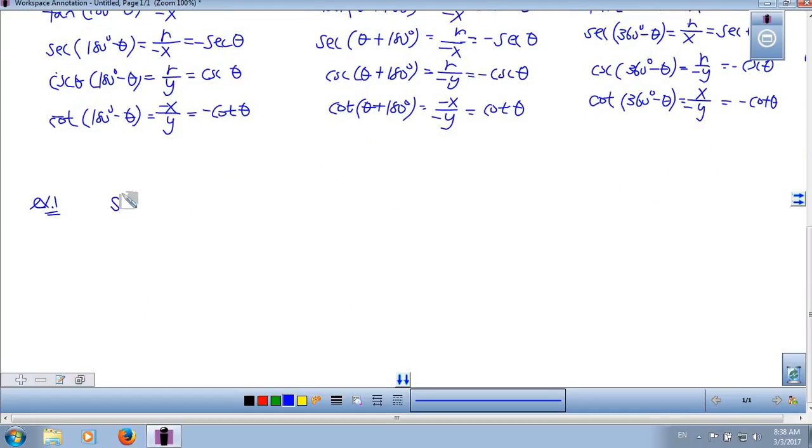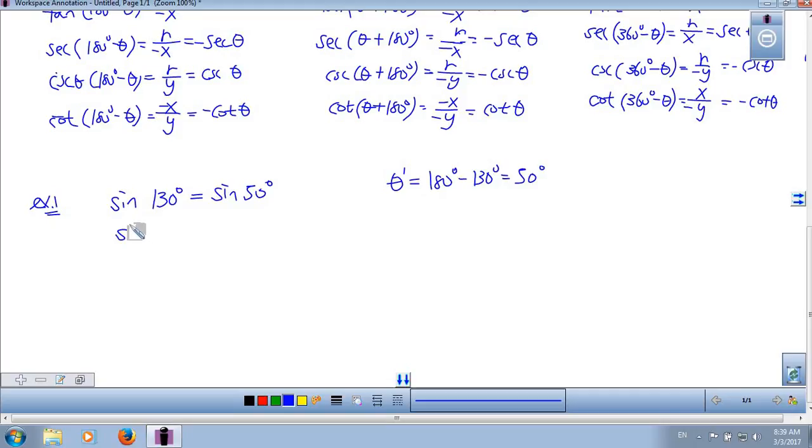Okay, so let's say we have sine of 130 degrees, and we want to express this using its acute reference angle. Now, sine of 130 degrees is in the second quadrant, right? Now, its reference angle is what? The reference angle is 180 degrees minus 130 degrees, which is 50 degrees. So we know the reference angle is 50 degrees. Because sine is positive in the second quadrant, it's the same as sine of 50 degrees.